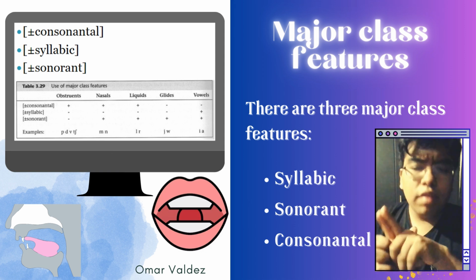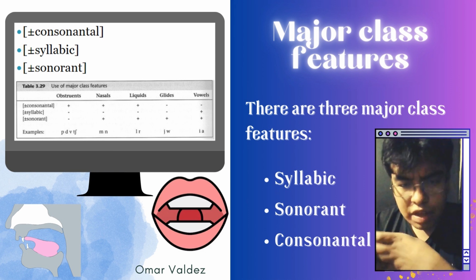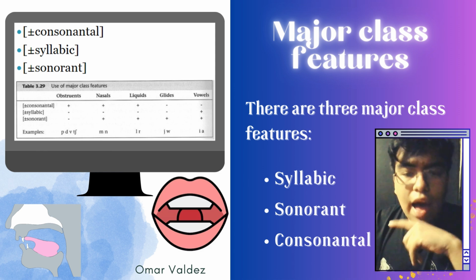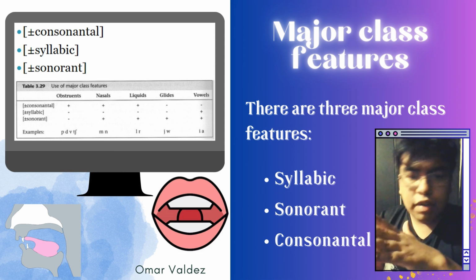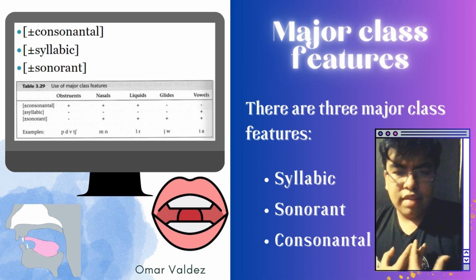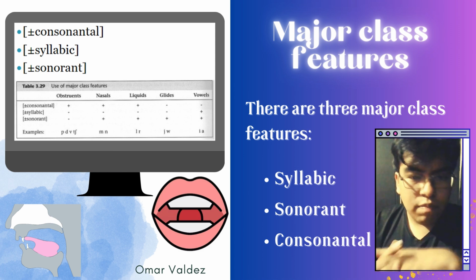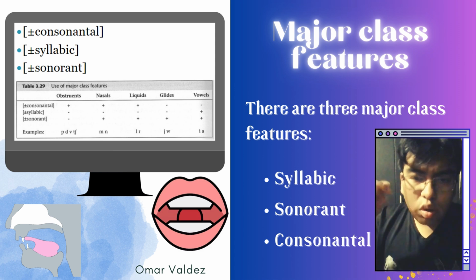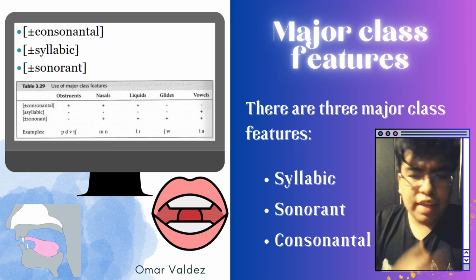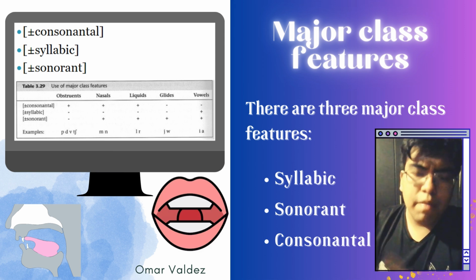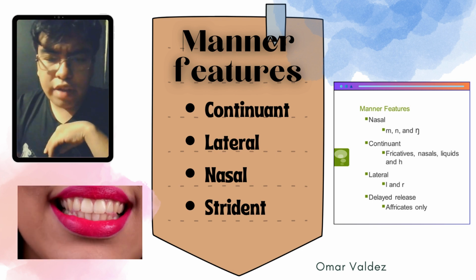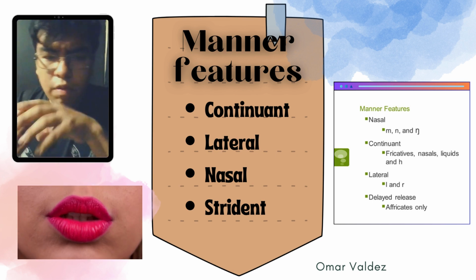In syllabic, we find sounds that can function as the peak of syllables, such as vowels and certain consonants like M, N, and L. On the other hand, among sonorants, we observe that vowels, nasals, liquids, and semivowels exhibit resonance qualities in their production, being fundamental for the musicality of speech. And in consonantal, we find sounds that experience total stop or friction in the oral cavity, including all consonants except semivowels.